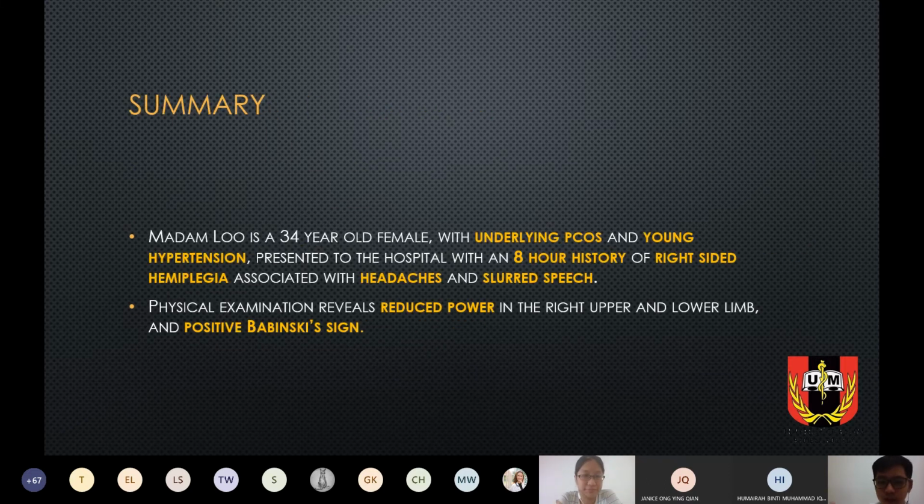Okay, so I'll try to summarize the case. Madam Lu is a 34-year-old female with underlying PCOS and young hypertension, presented to the hospital with an 8-hour history of right-sided hemiplegia associated with headache and slurred speech. Physical examination reveals reduced power in the right upper and lower limb and positive Babinski sign.